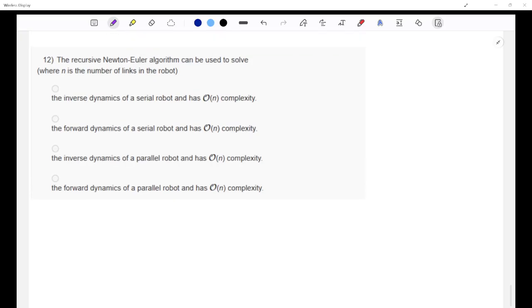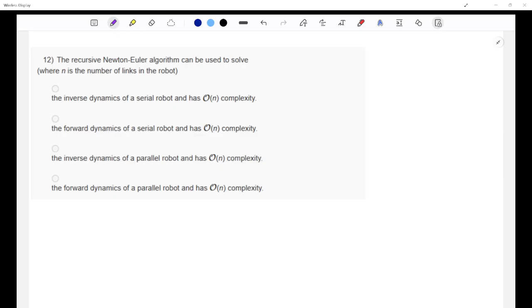The recursive Newton-Euler algorithm can be used to solve what? Inverse dynamics, forward dynamics with what complexity? Okay, it's for serial and parallel robot both with the same complexity. So, robot dynamics can be derived using Newton-Euler formulation, and there are two other methods which I am not saying right now. So, for inverse dynamics, we have q(t), q dot(t), and q double dot(t), right?